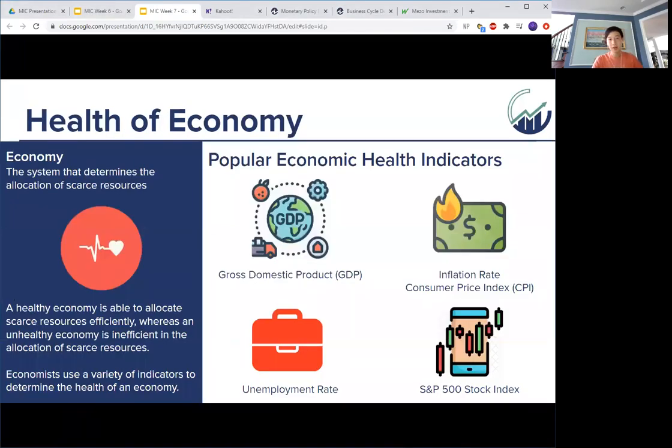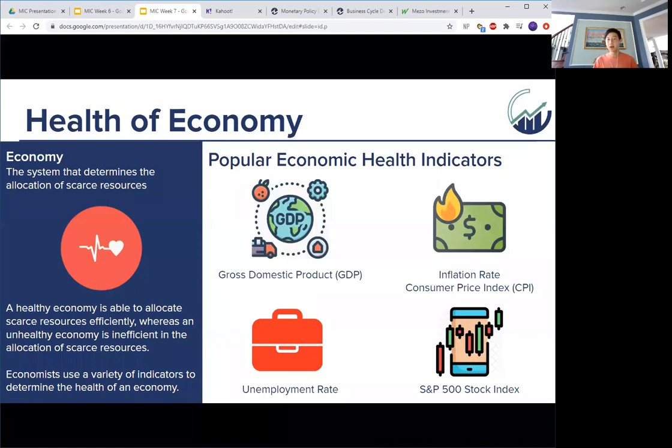So economic policies like fiscal and monetary policy are all about improving the health of the economy. So now that we have a basic picture of what the economy is, we also need to look at what the health of an economy is. If the economy is all about allocating scarce resources, then a healthy economy is able to allocate those scarce resources as efficiently as possible. So by this logic, an unhealthy economy is one that is inefficient in the allocation of scarce resources.